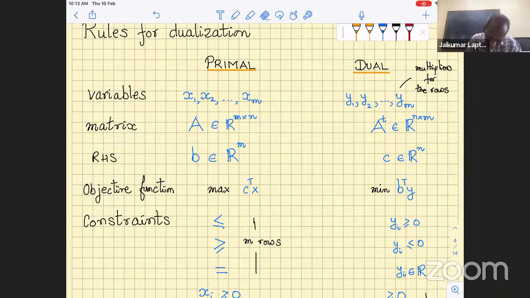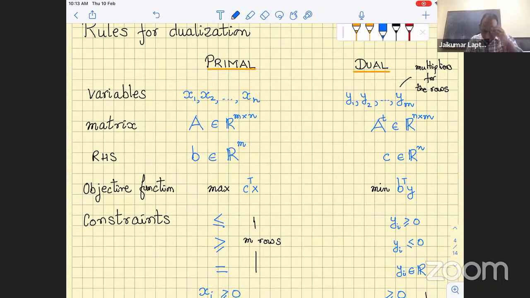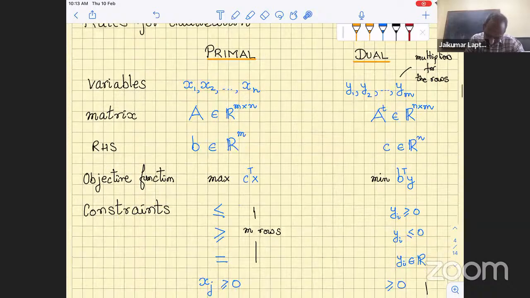Should this be n? I think it's n. Yeah, I hope it's n. Okay. So because I'm going to write A times x. Yeah. Okay, good. So you never get anything right.